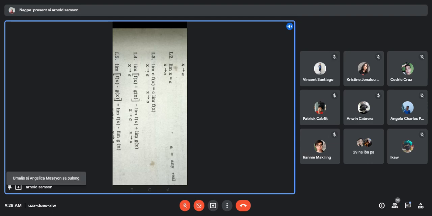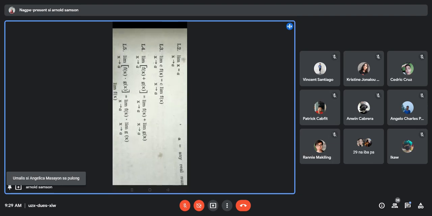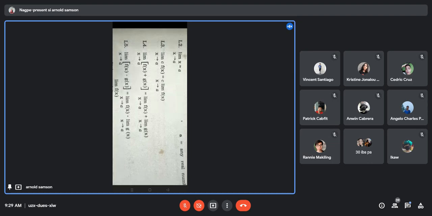And limit rule or theorems number 4, the limit of a sum. No? Ibig sabihin ito, addition. So the limit of function of x plus g of x, sabi niya, when x approaches to a. So we will be getting the limit per term. So the limit of f of x when x approaches to a plus the limit of g of x when x approaches to a. Okay?